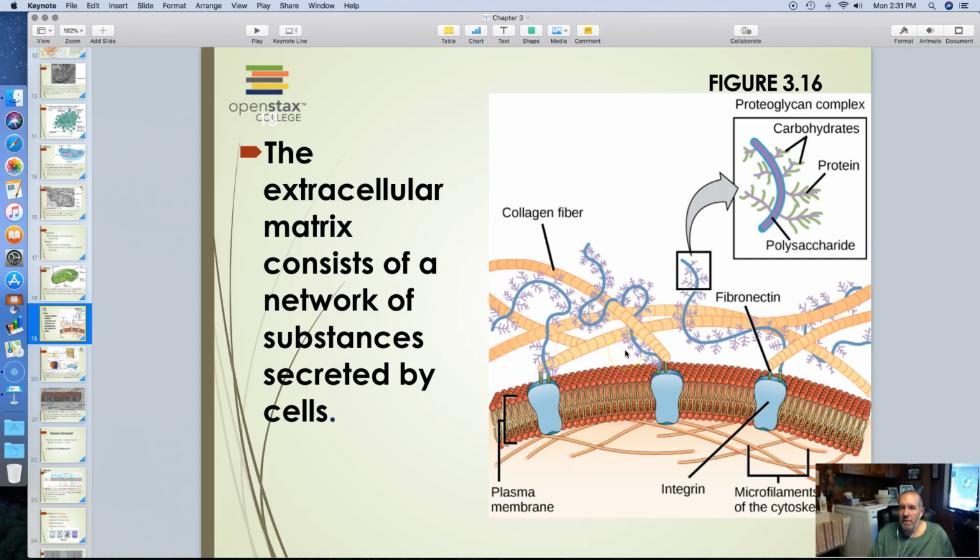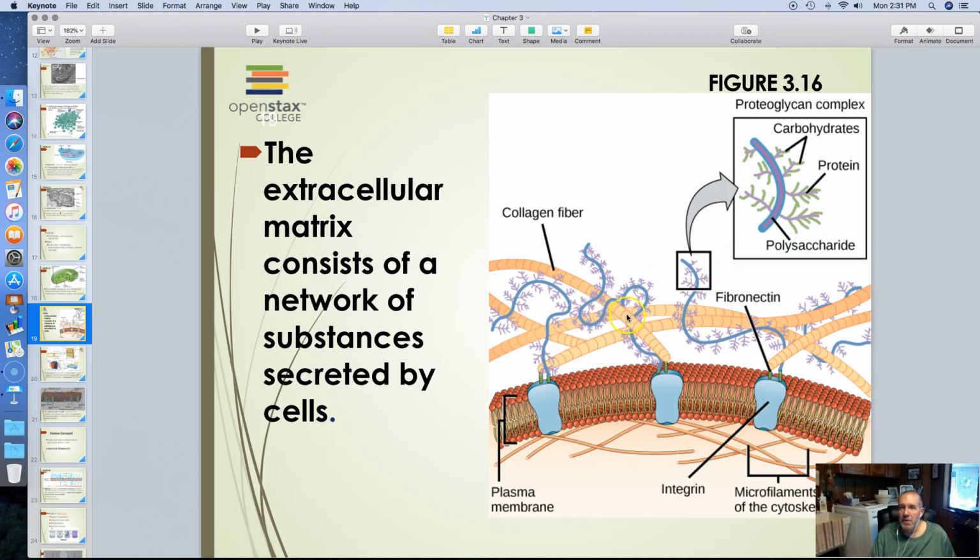So outside of the cell, between cells, are going to be a lot of different things like collagen fibers that, again, give structure and support. You can zoom in on these different fibers here. You can see they're made out of carbohydrates, proteins, polysaccharides, which are long chains of sugars.